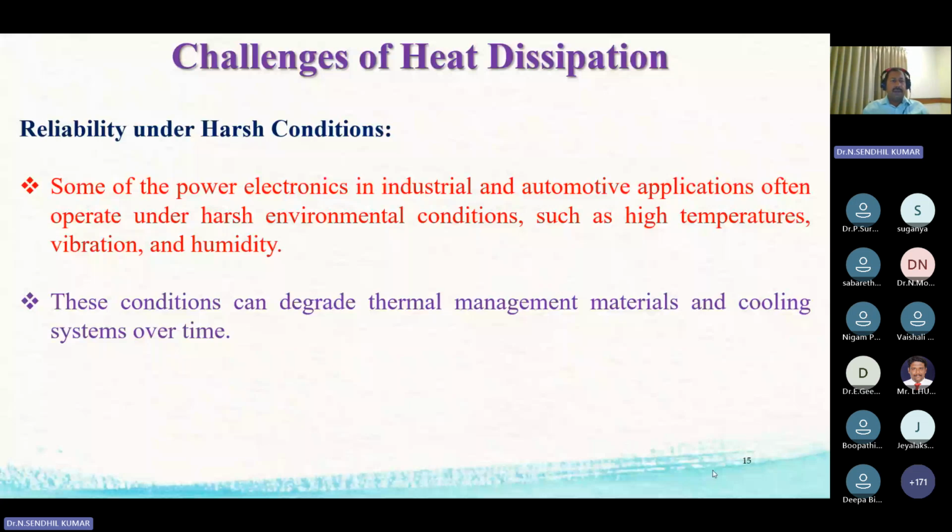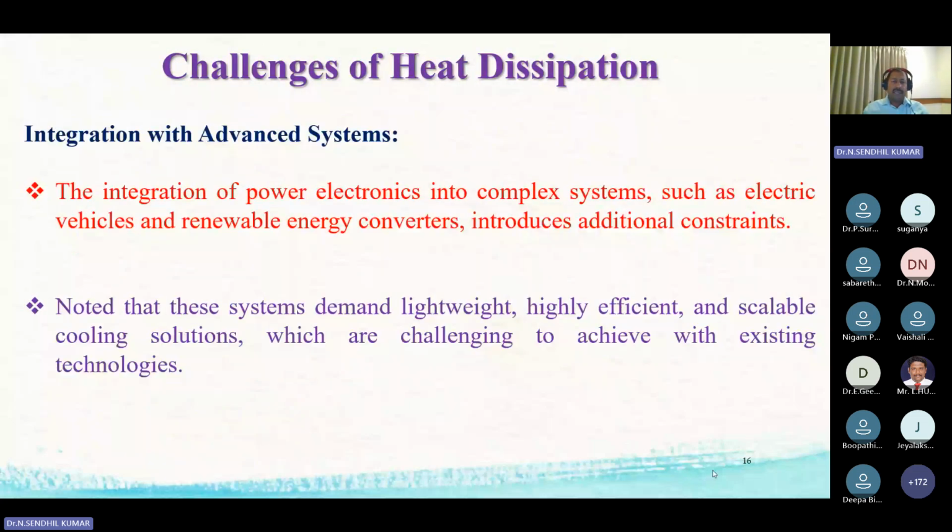Thank you. Next is the integration with advanced systems. Sometimes we have to integrate the power electronic system with some advanced systems, for example electric vehicles and renewable energy converters. If you see electric vehicles, sometimes we cannot increase the load, we cannot increase the weight. If you increase the weight, what will happen? More force is required to run the vehicle. So when you integrate these power electronic systems in advanced systems, there is some limitation with respect to materials, all those things.